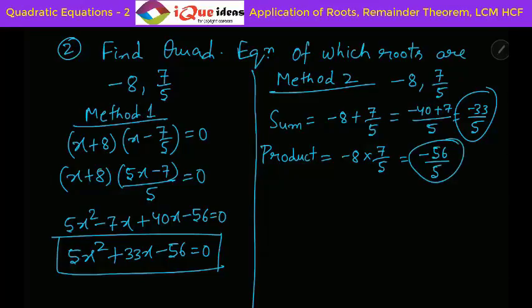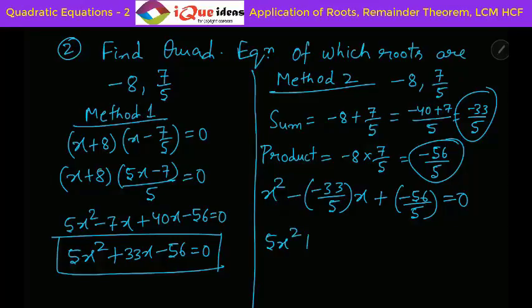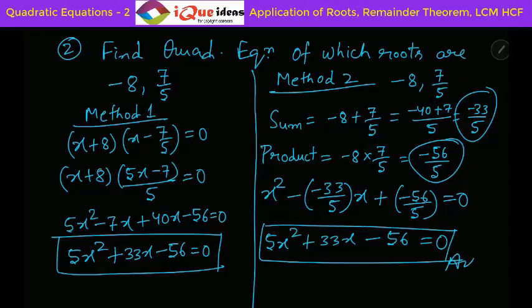Alright. So the answer will be x² - (sum of roots, which is -33/5) into x + (product of roots, that is -56/5) = 0, right? So if you just multiply by 5 and adjust the sign, it will become 5x² + 33x - 56 = 0. So it depends a little bit on practice also, right? And you can see the answer is the same in both cases. Whichever method you like, you can apply. Nothing to worry about. All right.